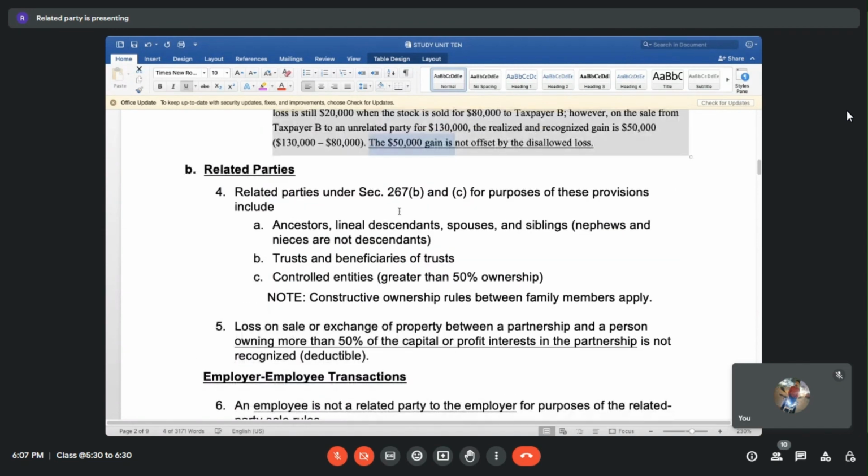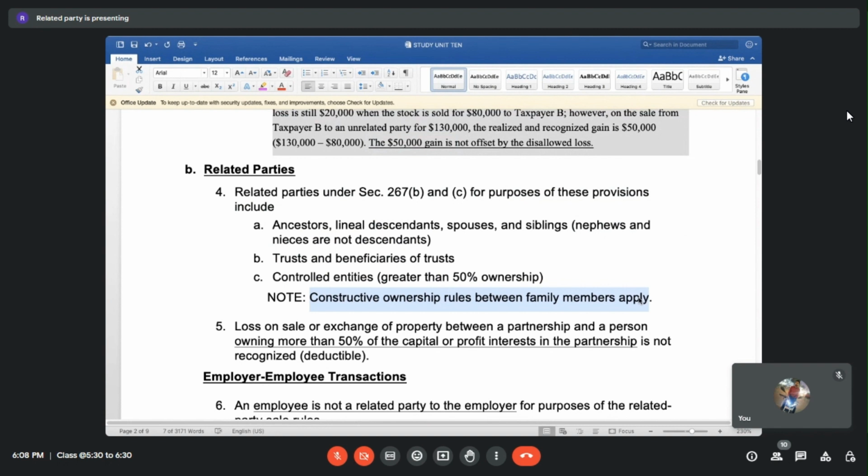Let's see what are related parties under Section 267. They are saying that any ancestors, lineal descendants, spouses, siblings, they're all considered to be related parties, not nephews and nieces. Any trust and beneficiary, any controlled entities, any constructive ownership rules also between family members. There are a lot of family members, so small ownership can be given to each, saying that one person doesn't control.